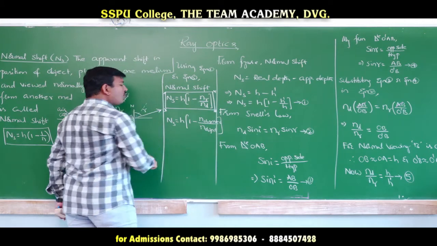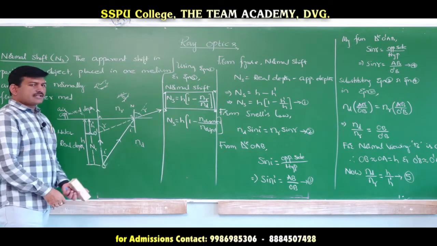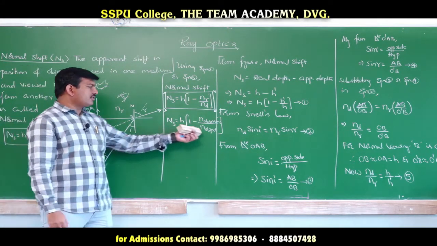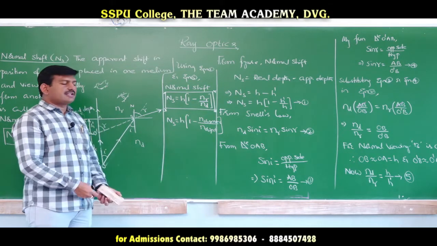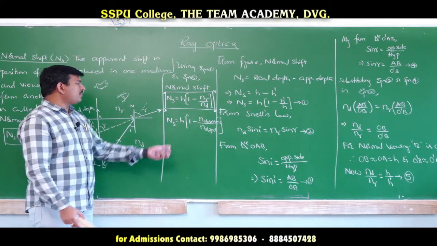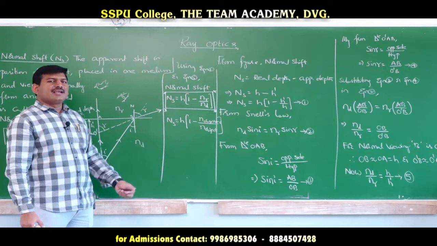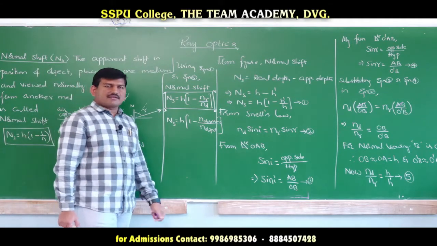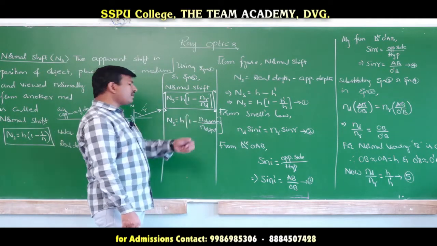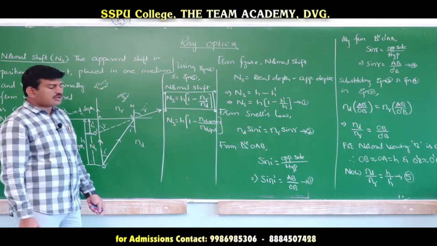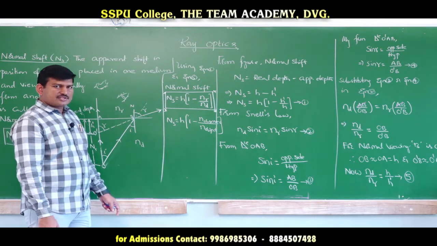This is the more general form for understanding the normal shift, especially for the NEET level and JEE level examinations. Instead of remembering the other formula, better remember this: Ns is equal to h into 1 minus refractive index of observer medium divided by refractive index of object medium. Is it clear? Understood this point clearly?